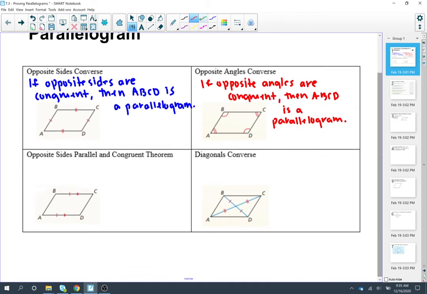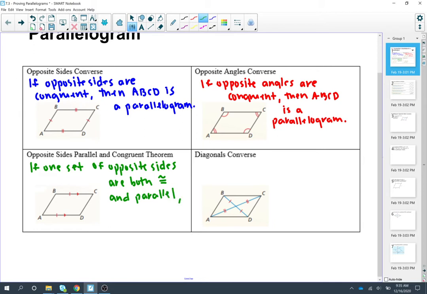Opposite sides parallel and congruent theorem is if one set, okay, just one set of opposite sides are both congruent and parallel. Okay, so take a look at the picture. Just one set has to be both the same length and parallel to each other. Then ABCD is a parallelogram.